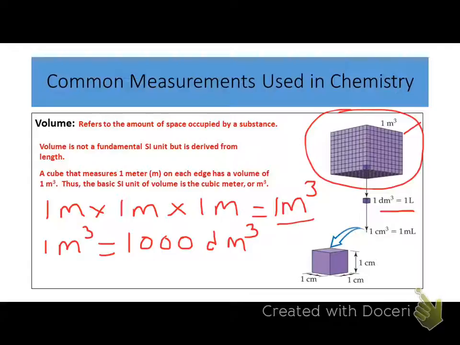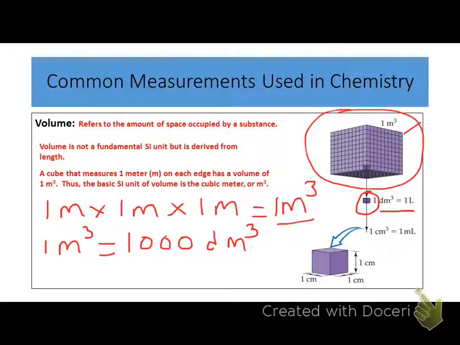So just one of those cubes here, which you can see right here, has the dimensions of a decimeter in length, height, and width. So all we do is take 1 decimeter times 1 decimeter times 1 decimeter, and we get the cubic decimeter. And we find out that a cubic decimeter is equal to 1 liter. And so the cubic decimeter and the liter are interchangeable units. And those are the units that we use quite a bit.